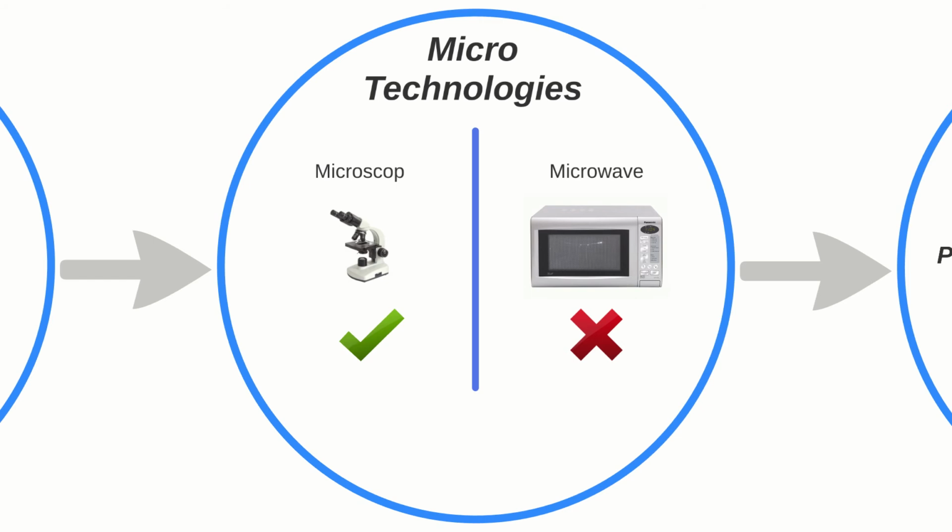Microtechnologies. There are two types of microtechnologies which are very common in our daily life. The first one is the microscope, and the second one is the microwave. A microscope is a very common device which is used in chemistry and in medicine to zoom in on a virus. Moreover, the microwave is also a very common technology in our homes to heat food, bread, etc.